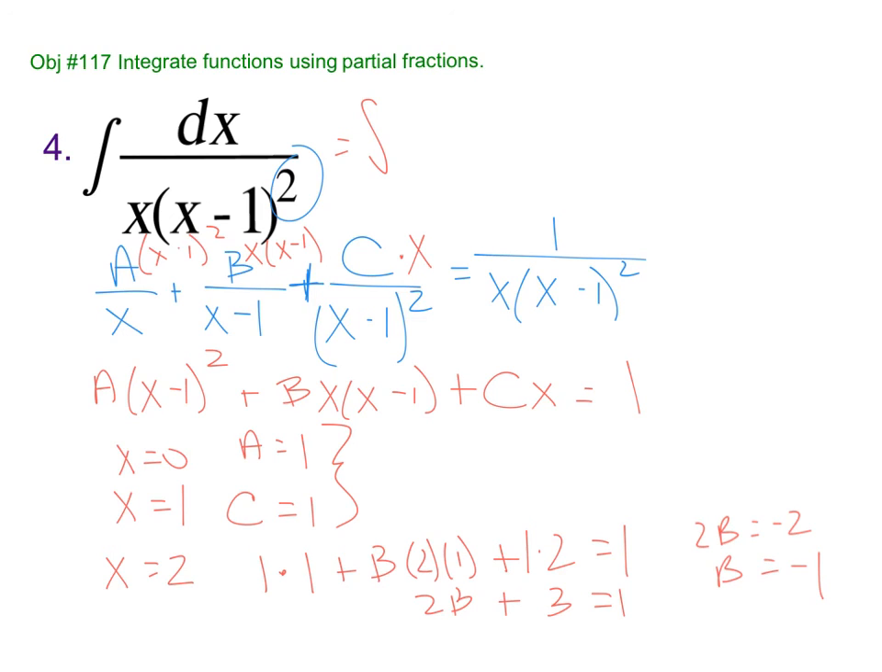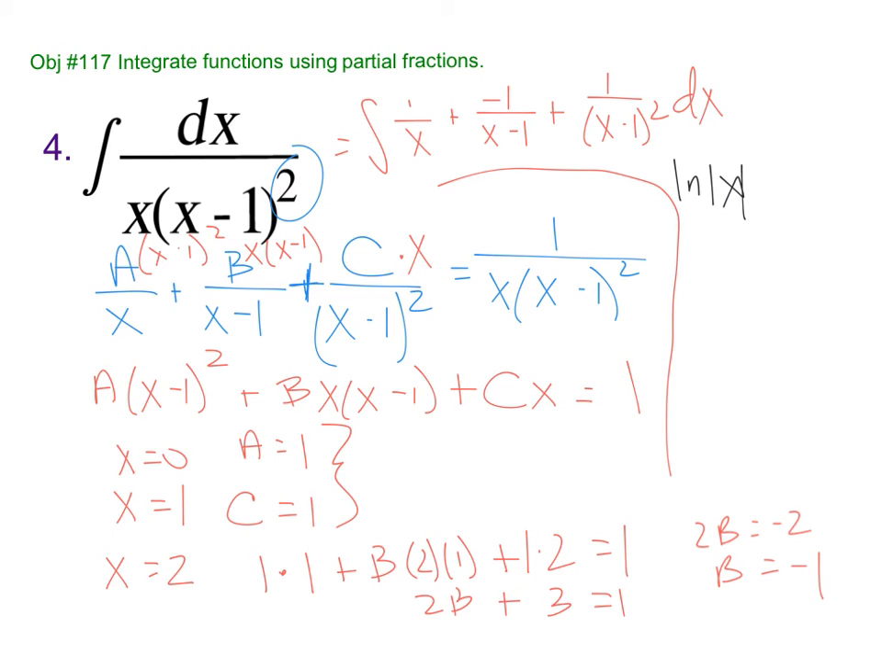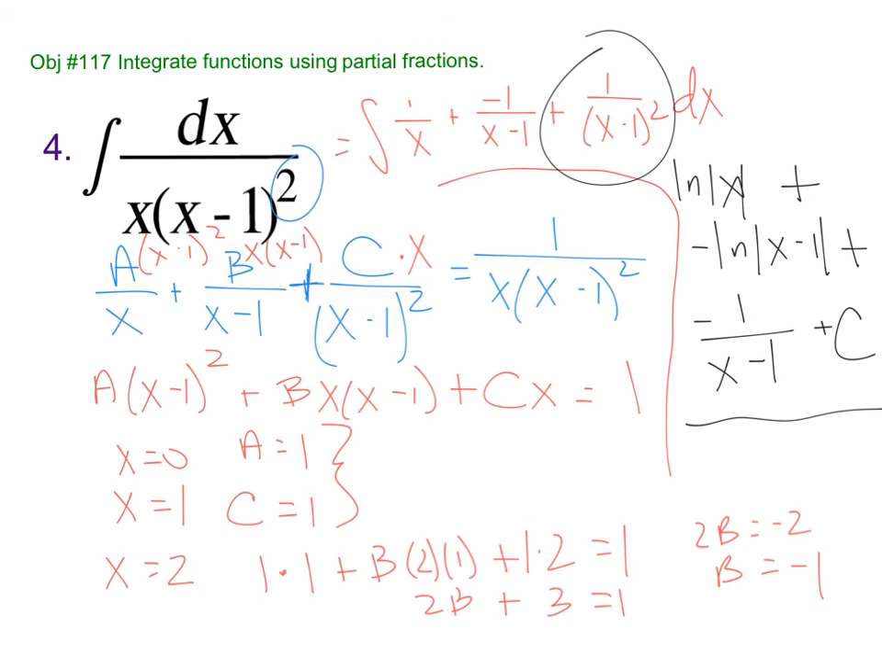So I have, let's see, A was 1, so 1 over x, plus B was negative 1 over (x minus 1), and then C was 1 over (x minus 1) squared. All right, so the antiderivative of 1 over x is ln of x, plus negative ln of (x minus 1), plus, now this one, be careful, that's not an ln. That's negative 1 over (x minus 1), plus C. So that whole thing is our answer.